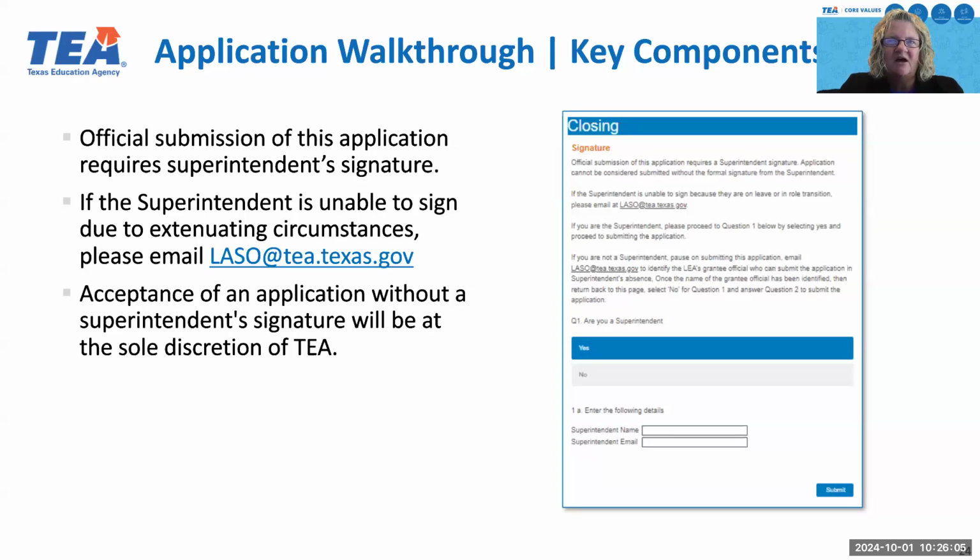So you have an option to click on yes or no. If you click no, then it will prompt you, have you reached out to LASO at tea.texas.gov with this information? If the superintendent is not available, we will consider a grantee official as being one who would be able to submit, and we will give you directions. You would then come back to this and say, no, but you have approval to continue. Considering if you were a superintendent, you would then fill out this information again, the superintendent's name and email for the district that you're applying for.